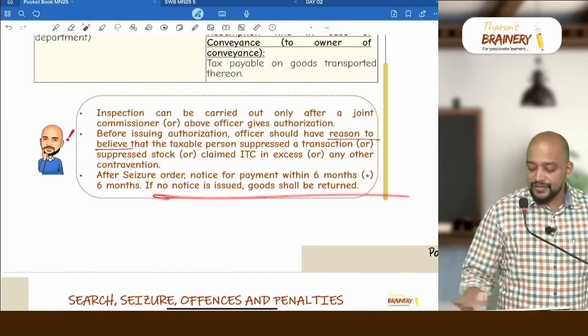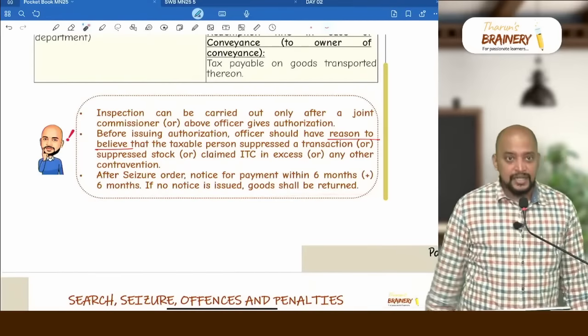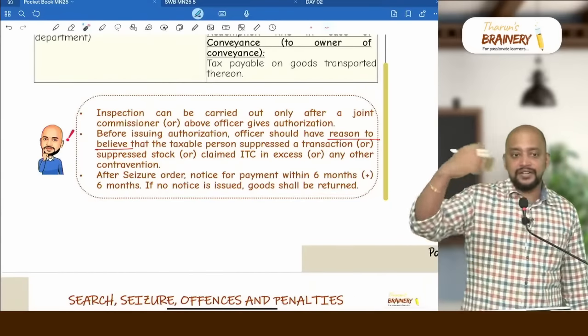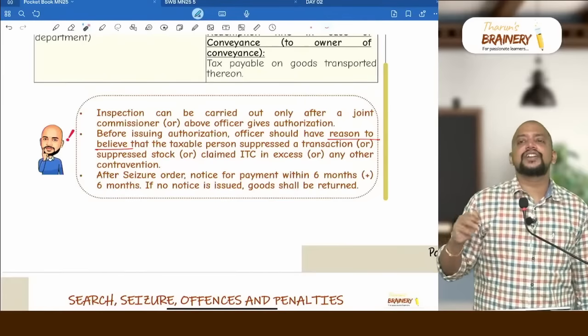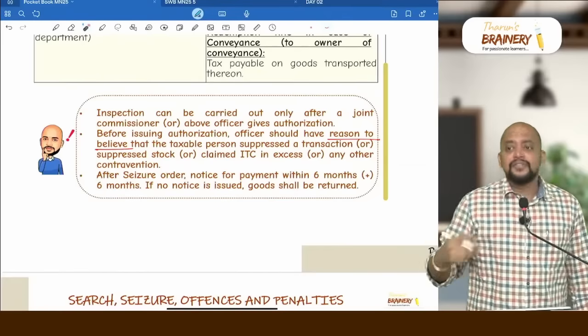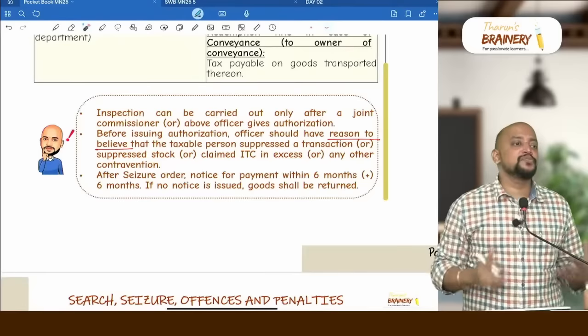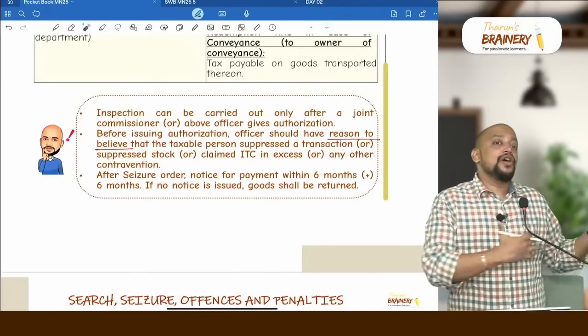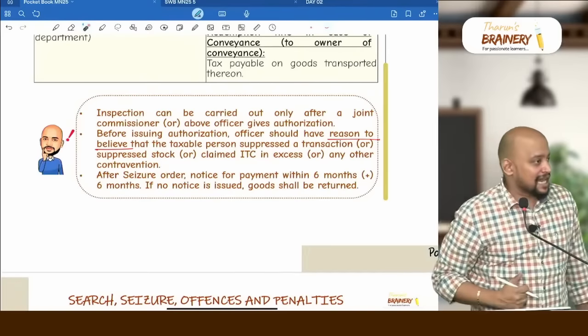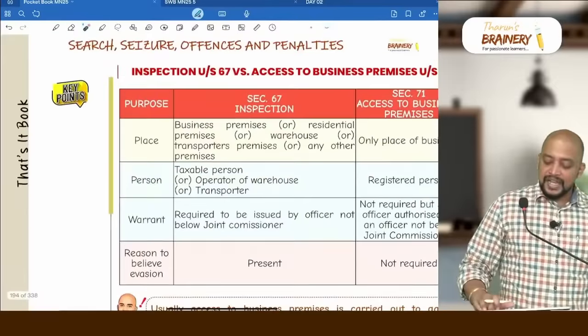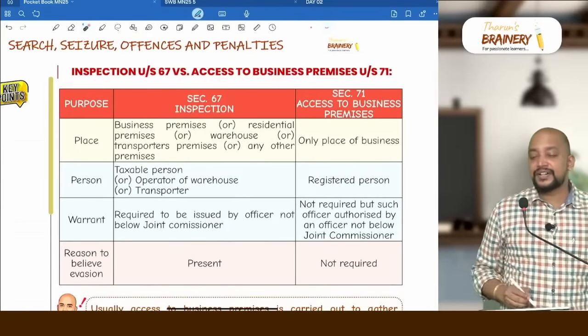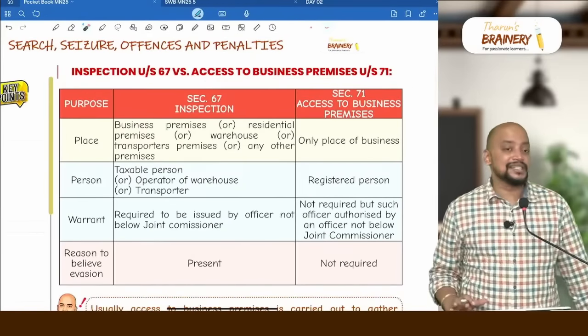If no notice is given, the goods shall be released, and this release is a final release, not like a bond provisional release. The goods will be released because it is their mistake for not giving the notice within the time limit. Okay, then next, inspection under section 67 versus access to business premises. What is the difference?